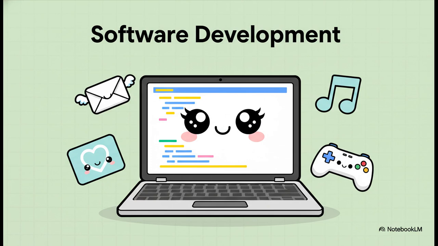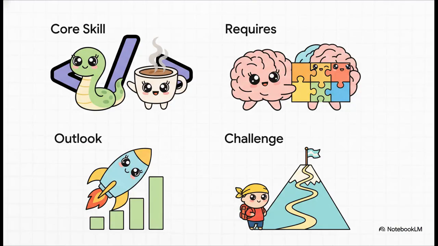Software development. This is all about building the apps and software we use every single day. So, the heart and soul of development is, of course, coding, using languages like Java, Python, or JavaScript. But it's more than just typing code. It really requires a knack for logic and a love for solving puzzles. The good news? The career growth here is fantastic. The reality check? It can be pretty tough for total beginners, so you gotta be ready for a challenge.